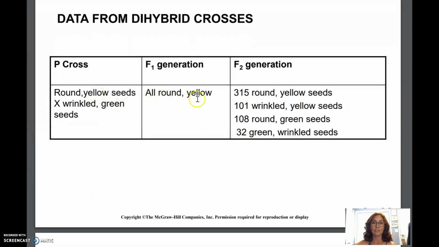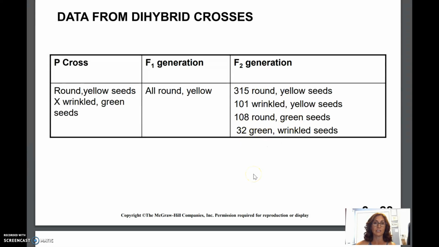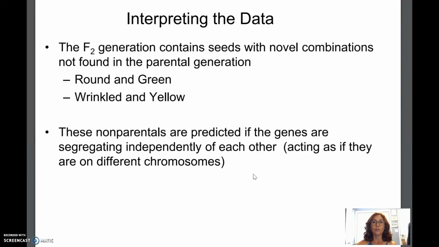So here's the data. These are actually Mendel's data: 315 round yellow seeds, 101 wrinkled yellow seeds, 108 round green seeds, 32 green wrinkled seeds. So how do we interpret these data? Well, it turns out that round and green and wrinkled and yellow in the F2 generation generated new combinations.